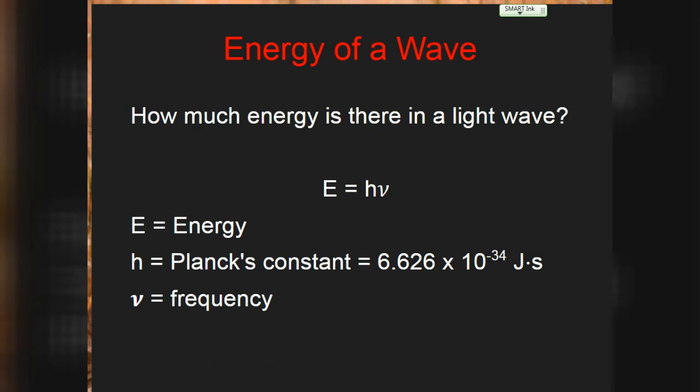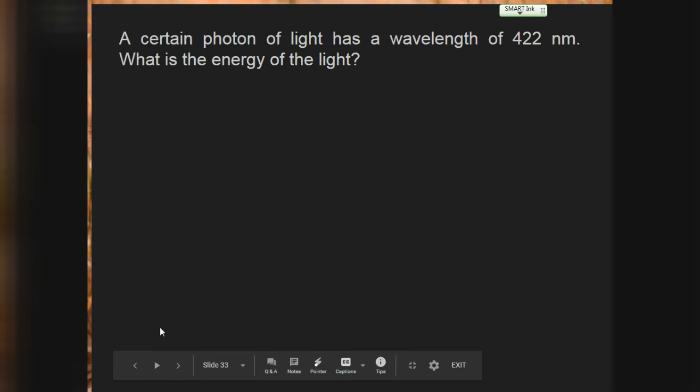Okay, so let's take a look at a problem. It says a certain photon of light has a wavelength of 422 nanometers. What is the energy of the light wave? All photons contain energy, and different wavelengths and different frequencies contain different amounts of energy. So we just want to figure out how much energy is in this photon.